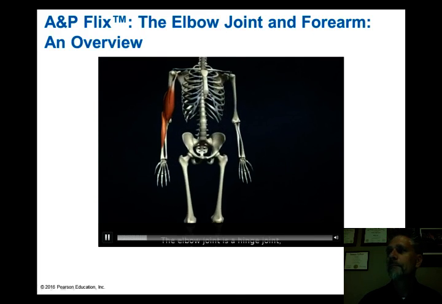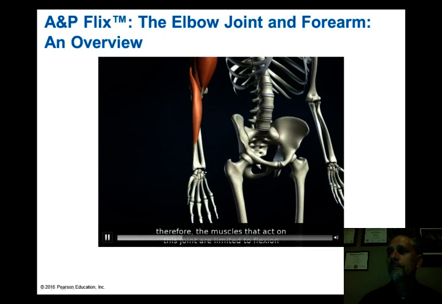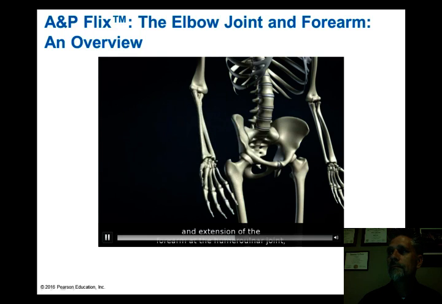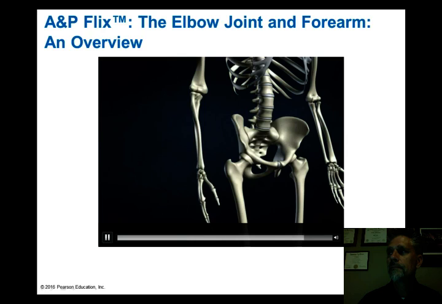The elbow joint is a hinge joint. Therefore, the muscles that act on this joint are limited to flexion and extension of the forearm at the humero-ulnar joint, while the forearm itself is capable of pronation and supination.